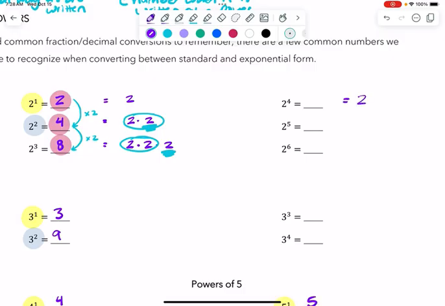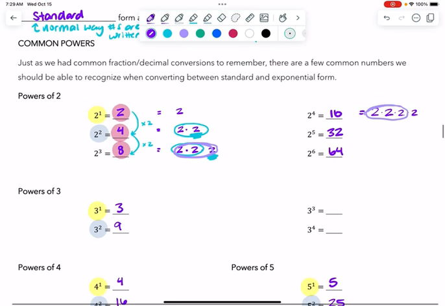And that's very true if I keep on going, right? I took my previous answer, which was 2 times 2 times 2, and multiplied it by 2. So 2 to the power of 4, I know is 16, because 2 to the power of 3 is 8, and I just take that answer and multiply it by 2 one more time. And 2 to the power of 5 is just going to be that 16 times 2, which is 32. And that 2 to the power of 6 is just going to be 64, because it's 32 times 2 one more time. Okay.